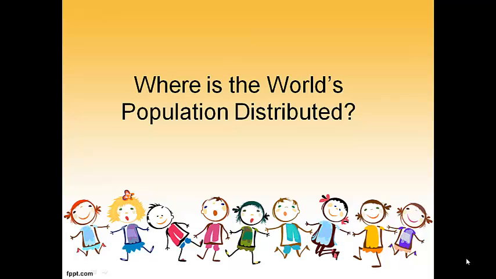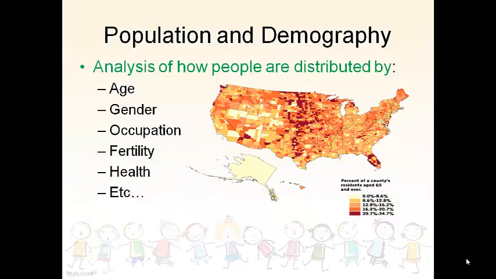While I'm talking about this, I want you to really think about site and situation and how site and situation play a role into where the world's population is distributed. Let's get it going here. All right, so first off, population and demography.